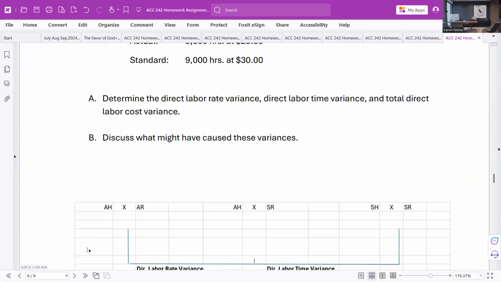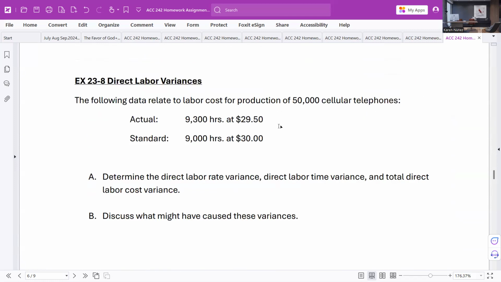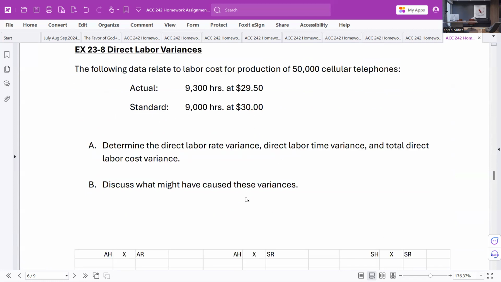So our labor model, right? We're looking at hours and rates, not quantities and prices. So we have some basic information about the actuals and the standards, plug everything in, calculate the variances. So actual at actual. In this case, they actually worked 9,300 hours at 29.50, and the standard is 30.